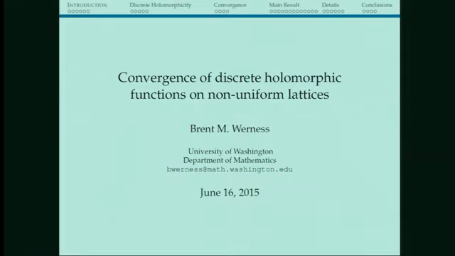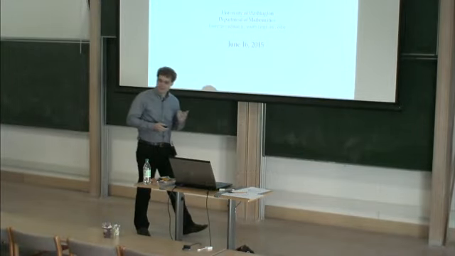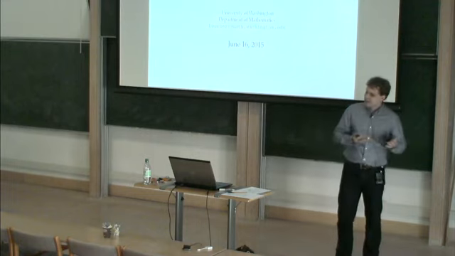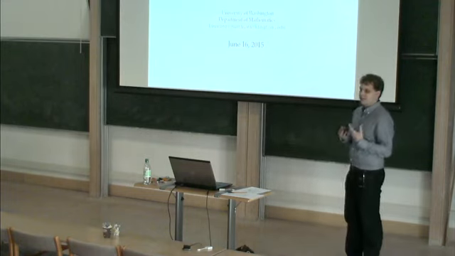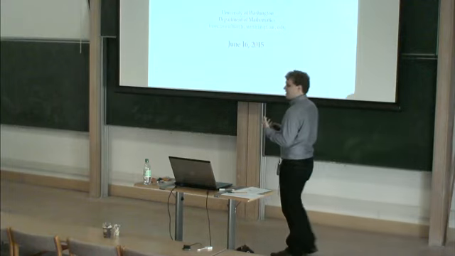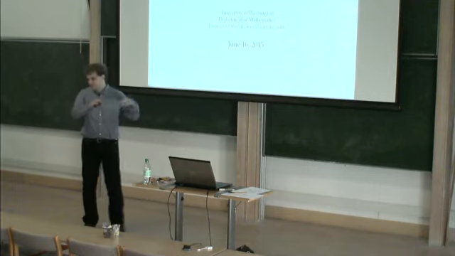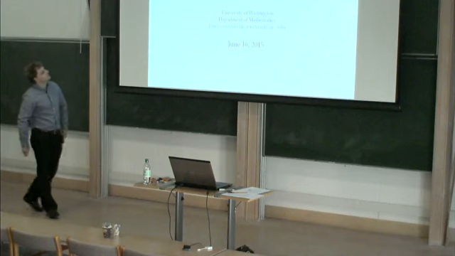So I'm going to be talking about convergence of discrete holomorphic functions on non-uniform lattices. Just to say a few general words before I leap in: to see how this fits into a lot of the different talks that have been discussed here, this is all part of the program to try and understand random processes on random surfaces, in particular to develop the tools required to prove results along the lines of convergence of loop erased random walk to SLE2 on an appropriately selected random surface.